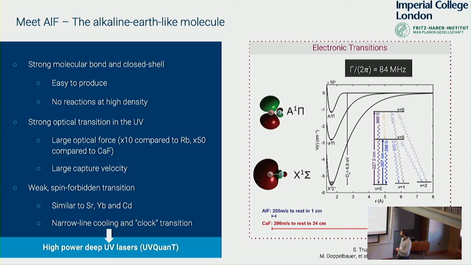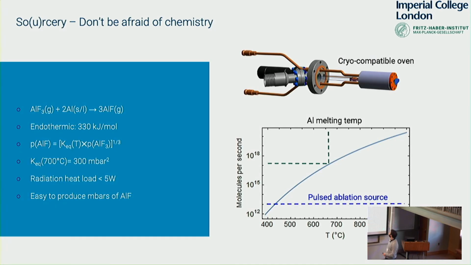And when you then put all these together, a very strong UV transition with a very big photon, you actually see that the slowing distance to slow the molecules down from 200 meters per second is only about 1 centimeter. So the caveat is you need high power DUV lasers. Okay, we can deal with it, it's just technology, isn't it?